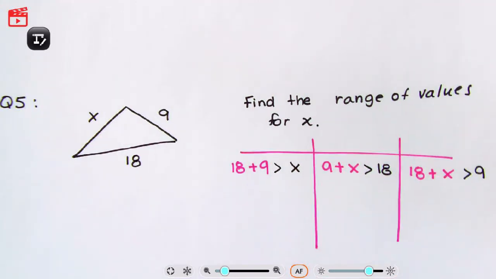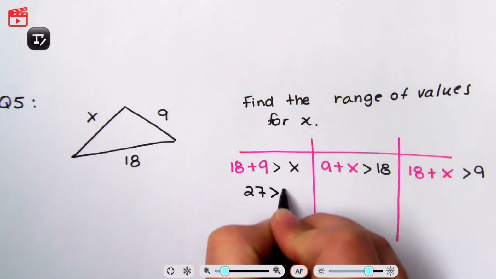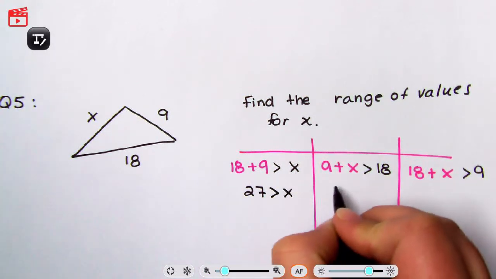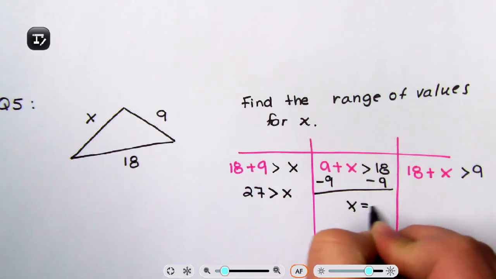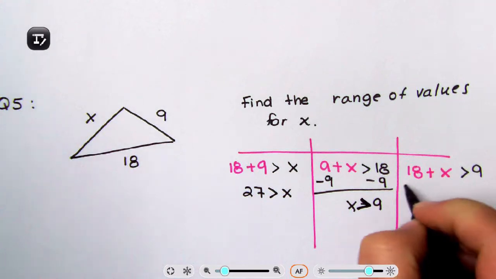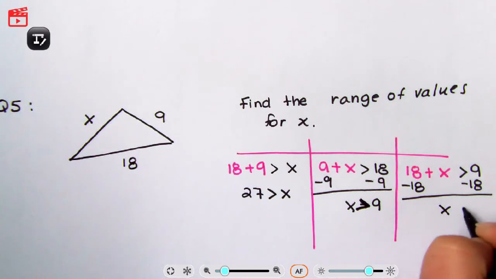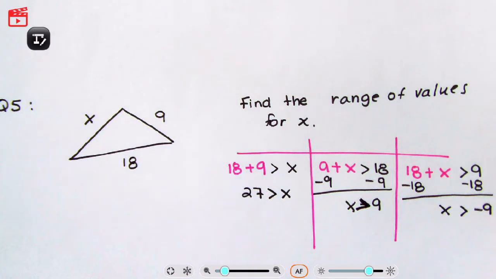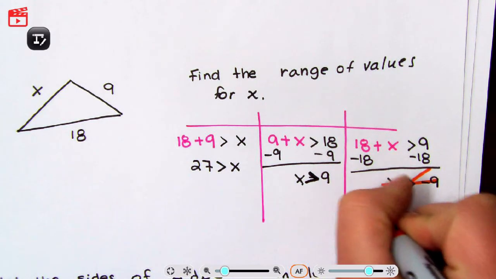We're going to solve this as if it were an equation. So 18 plus 9 is 27. So I have 27 greater than x. Here, I have minus 9, minus 9. So x is greater than 9. And here I have minus 18, minus 18. x is then greater than negative 9. Immediately when you see that negative number, that means it's not an option, because it cannot be negative.